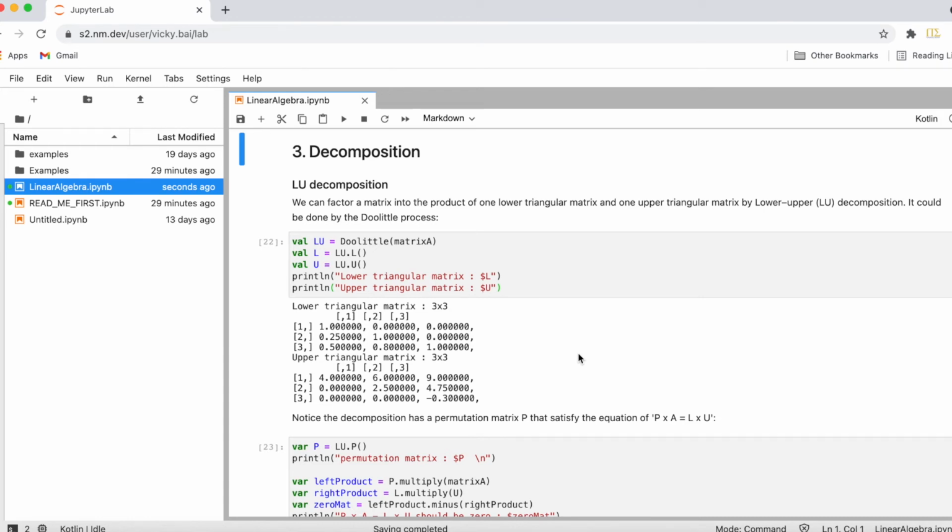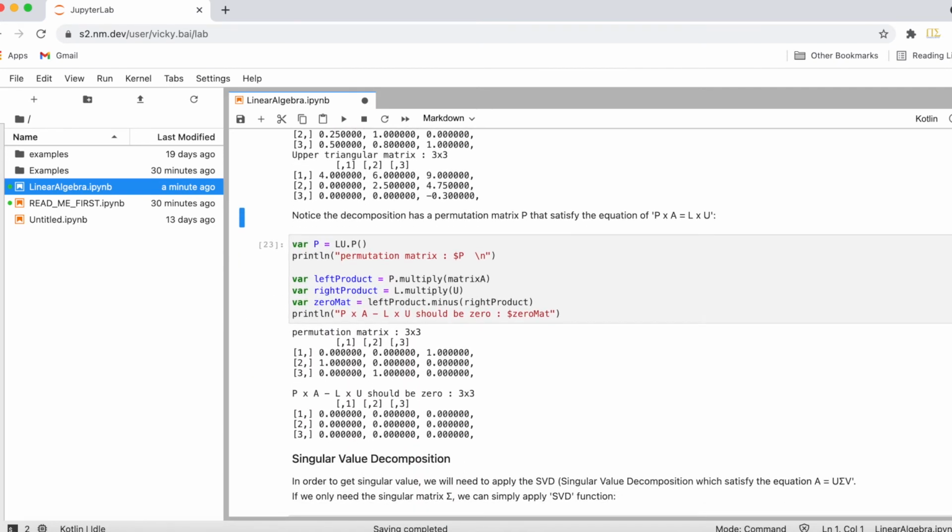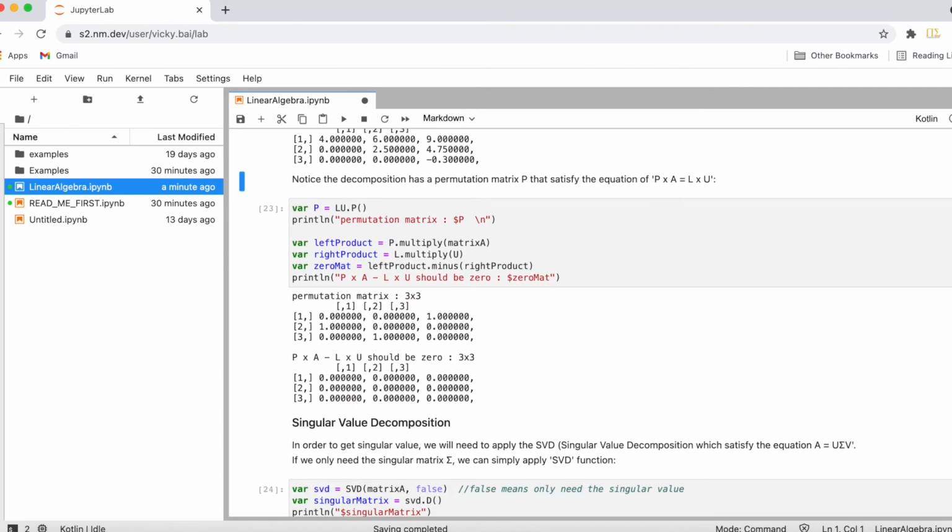Decomposition. We can factor a matrix into the product of one lower triangular matrix and one upper triangular matrix by lower-upper decomposition. It could be done by the LU process. Notice the decomposition has a permutation matrix P that satisfies the equation P multiplied by A equals L multiplied by U.